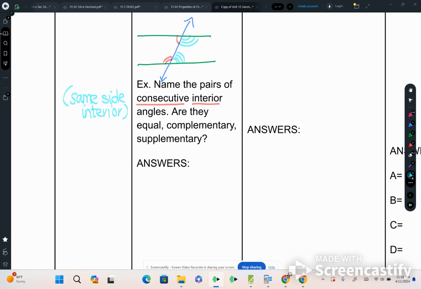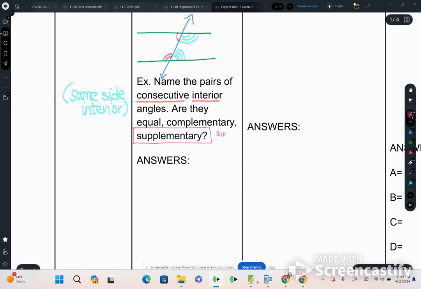With consecutive interior or same side interior, the angles are considered supplementary, which means they're going to add up to 180. So the sum is 180 degrees. Complementary, remember, means 90. So the sum is 90, and equal obviously is equal.